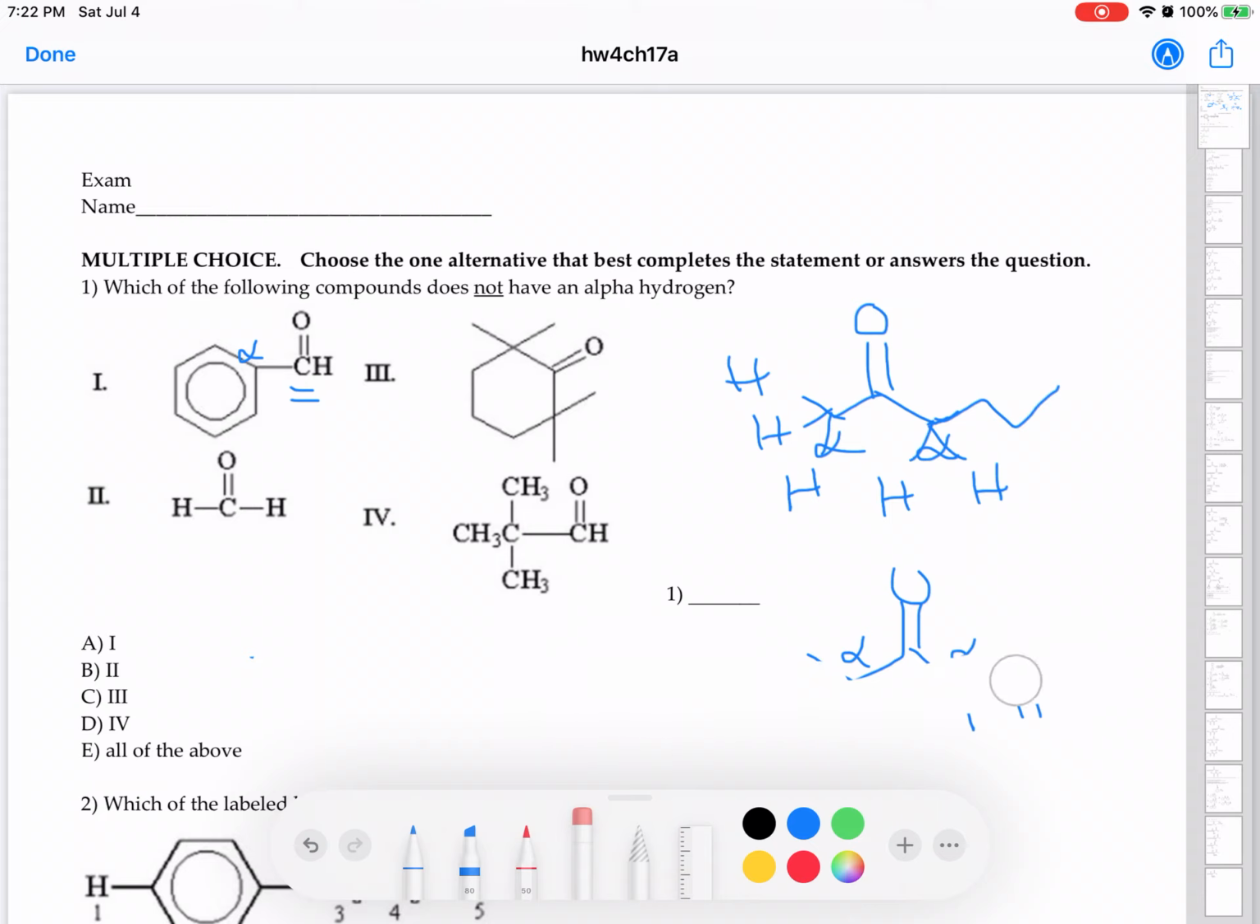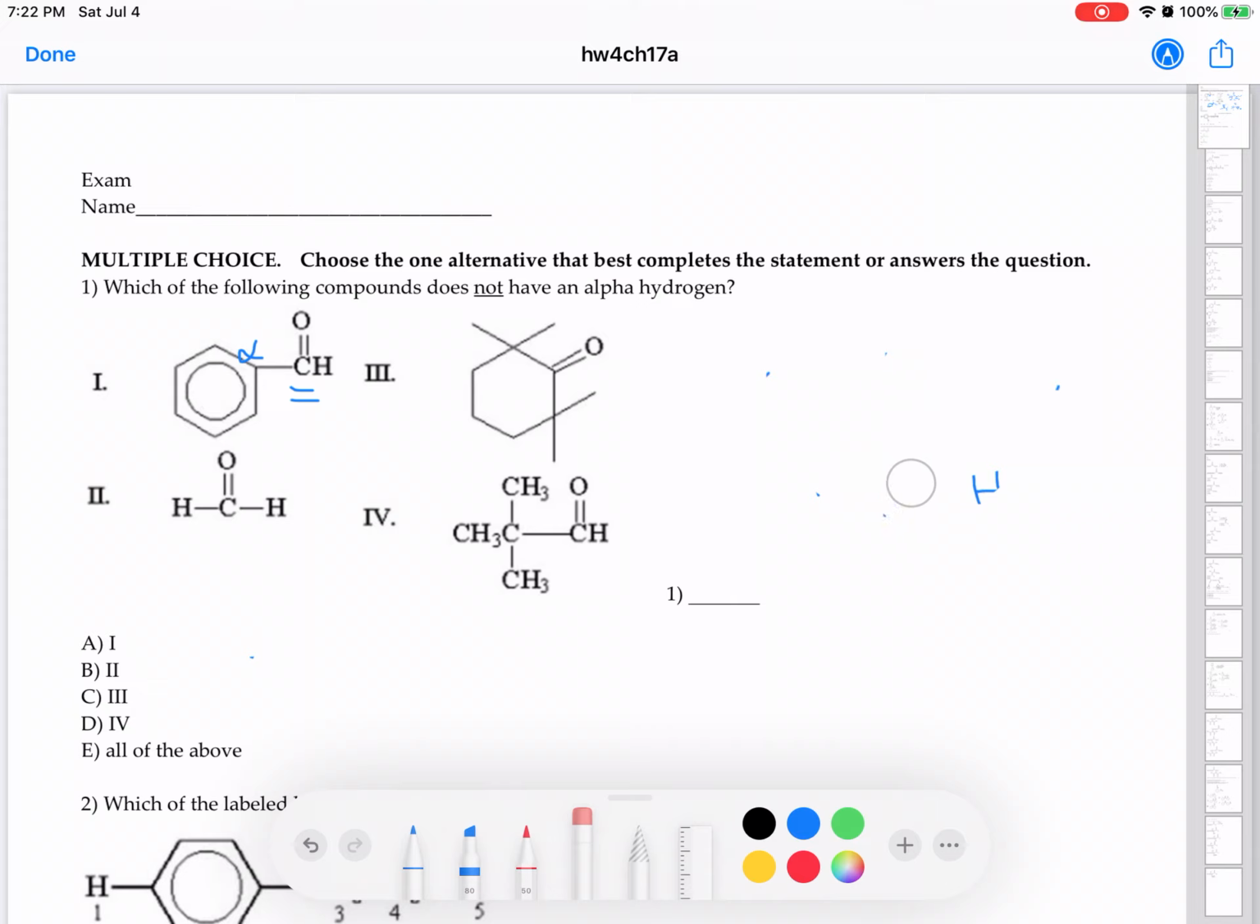And how about the second compound? Do we have any alpha hydrogens in the second compound, which is this one over here? Do we have any alpha carbons? We don't even have any alpha carbons because we have only 2 hydrogens. Okay, so there are no alpha hydrogens here.